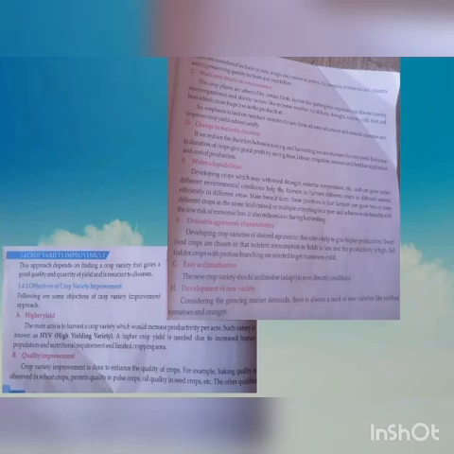Next step is easy acclimatization. The new crop variety should acclimate to new climatic conditions. Last step is the development of new variety. Considering the growing market demands, there is always a need of new varieties like seedless tomatoes and oranges. Okay, thank you students.